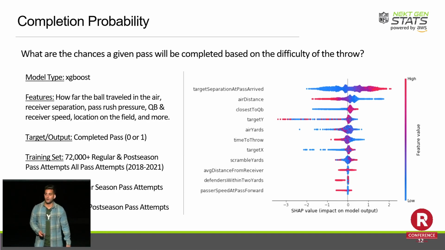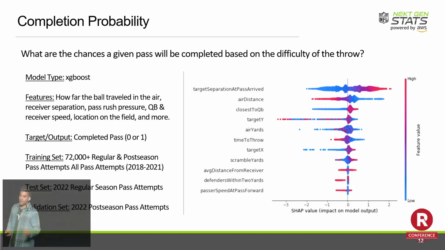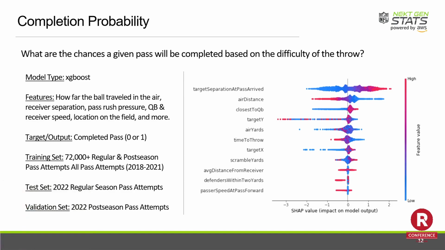We had a target variable of a Boolean: if the pass was completed, 1, and if the pass was incomplete, 0. And we used the 2018 to 2021 seasons as a training set, and then we would use the 22 regular season as the test and 22 postseason as the validation set.